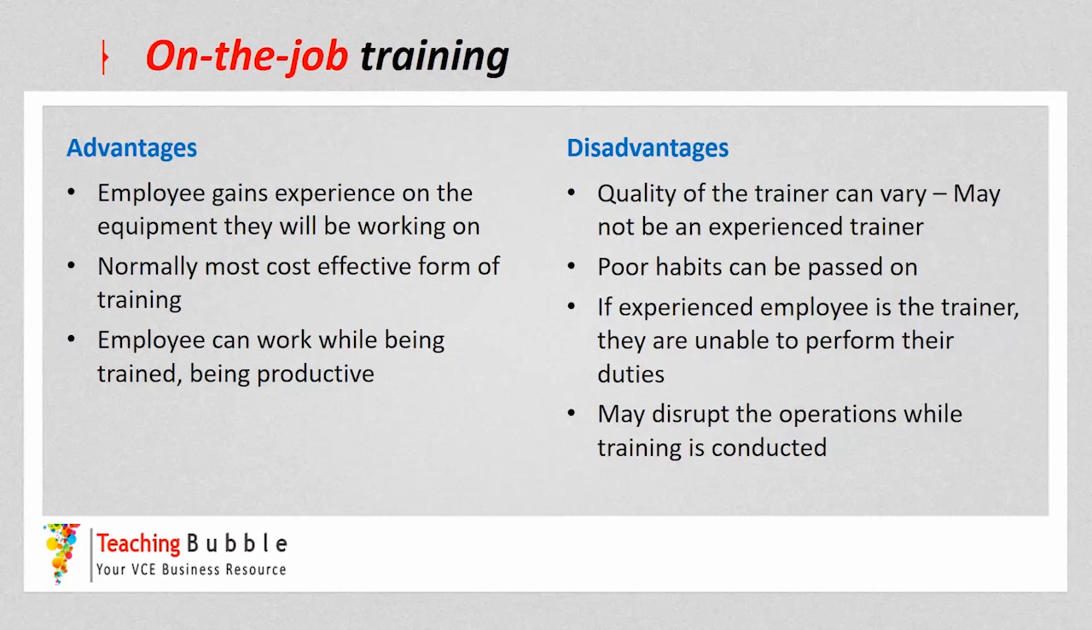Now, some of the advantages of on-the-job training are that the employee is able to gain experience on the equipment that they'll be working on daily. So rather than moving away from the business to be trained on different equipment, they're learning on the equipment that they'll be using each day, and therefore it can help them become more familiar with that equipment and productive far more quickly. Also, it is normally the most cost-effective form of training, because you don't have to send people externally and pay external trainers and then replace the person that is being trained. And also the employee can work while being trained. What that means is that they're able to conduct some of their normal duties while they're being trained, which obviously improves productivity.